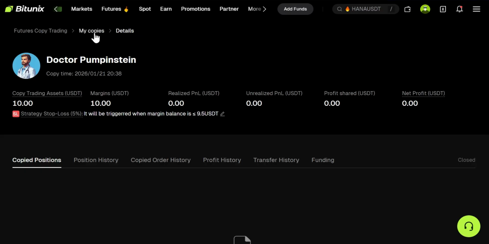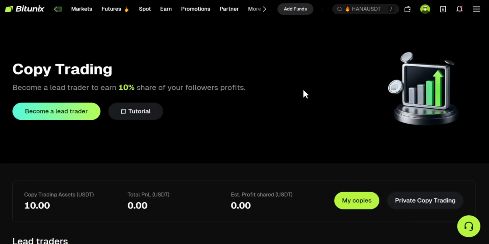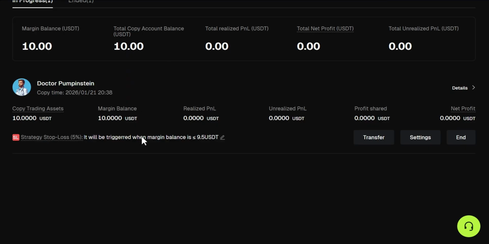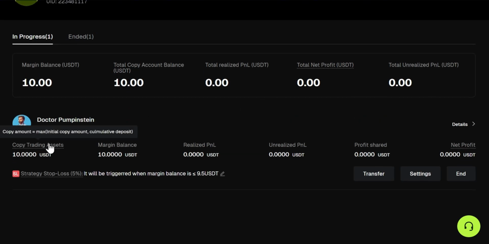Now look, copy trading is not completely passive. You need to monitor your positions. Go to the copy trading dashboard and click on My Copies to manage everything. Here you can see all your active copy trades, your current equity, realized P&L or net profit, and unrealized P&L in USDT terms. This gives you a complete overview of how your copy trades are performing in real time.